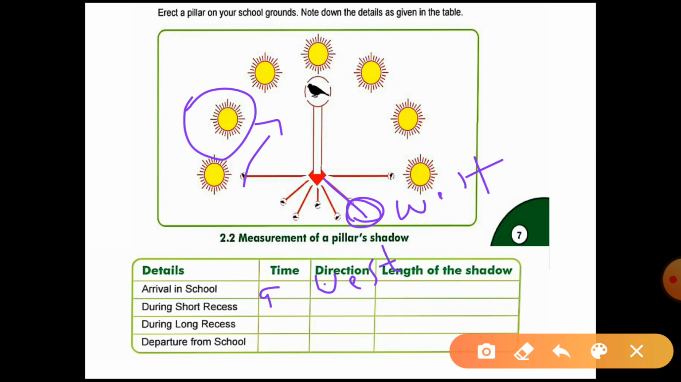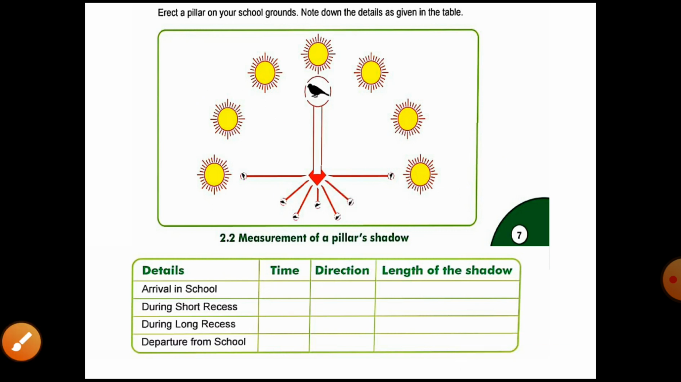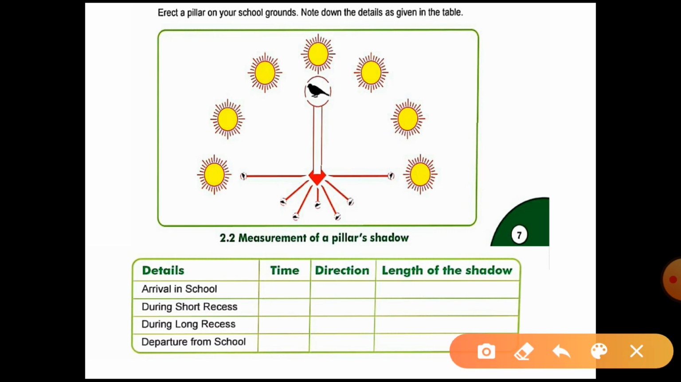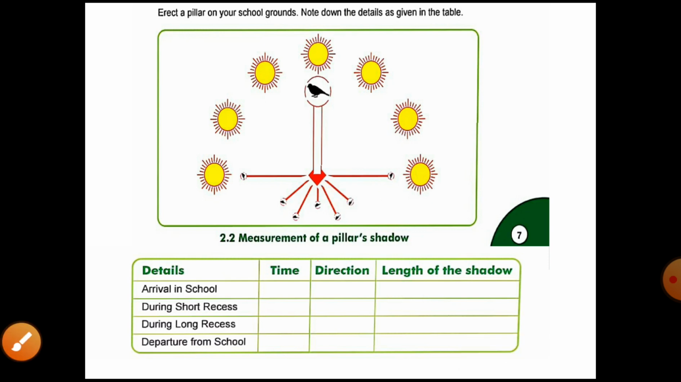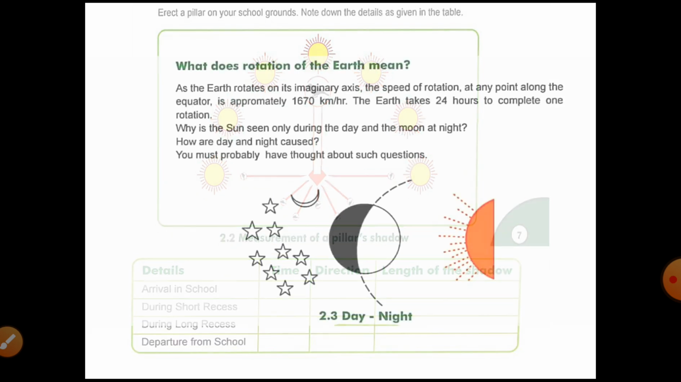Okay, now the length of the shadow, you have to measure the length of the shadow also. Okay, length means what is the length? 1 feet, 2 feet, 3 feet, whatever, just measure it and write. So the same way, you have to fill this table as I have shown here. We'll go to the next.